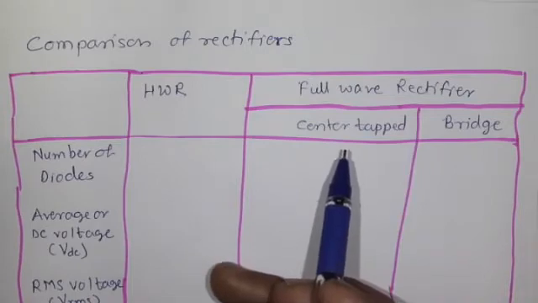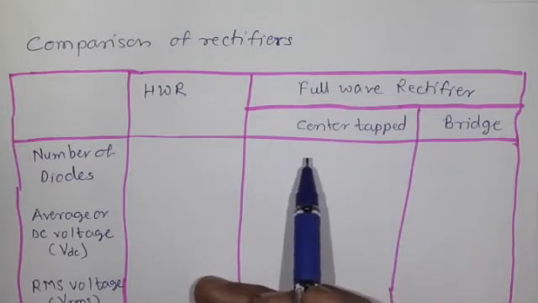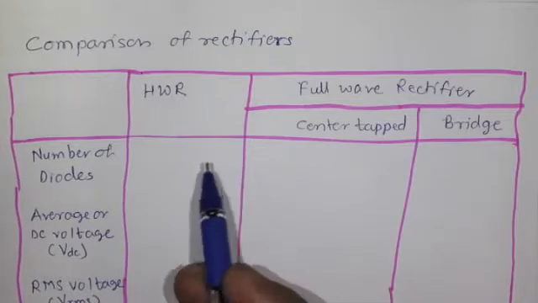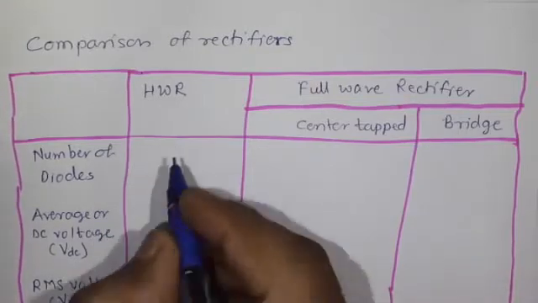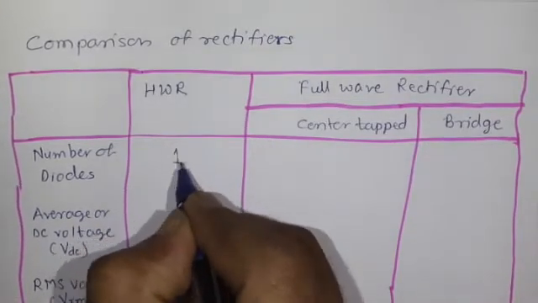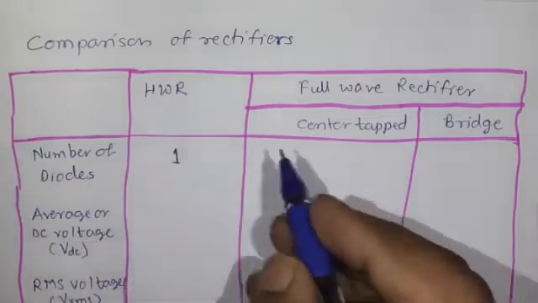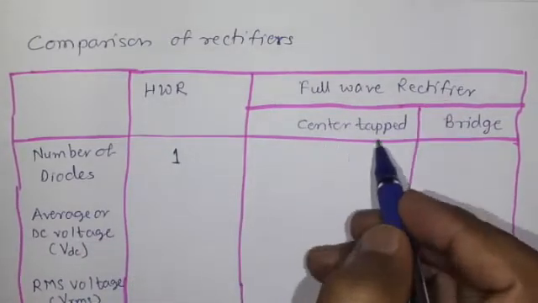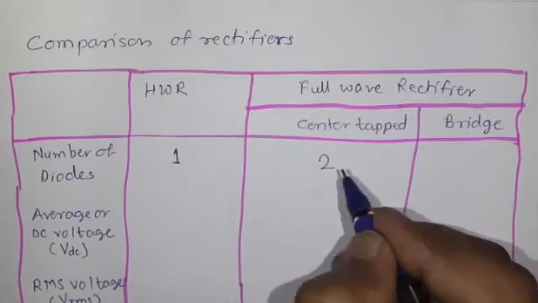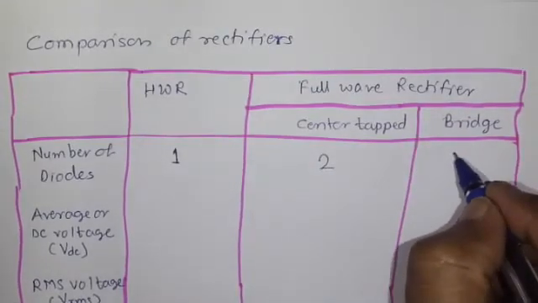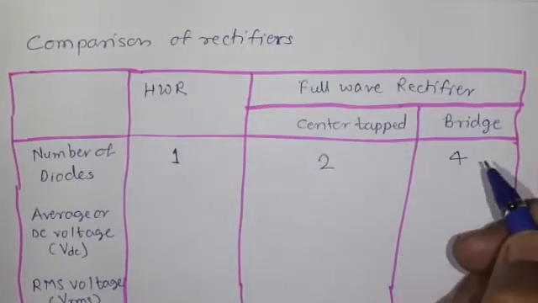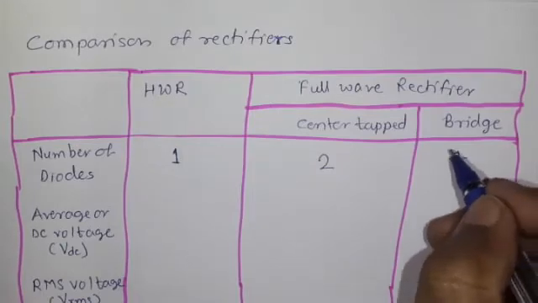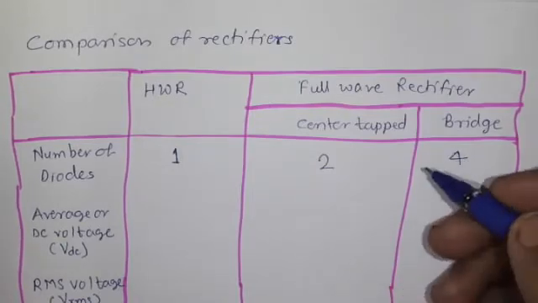Now, first thing is the number of diodes. For the half wave rectifier, in that case we have to use only one diode. For the full wave rectifier using a center tap transformer we have to use two diodes, and for the bridge rectifier there is a requirement of four diodes. Means here the number of diodes only increases.